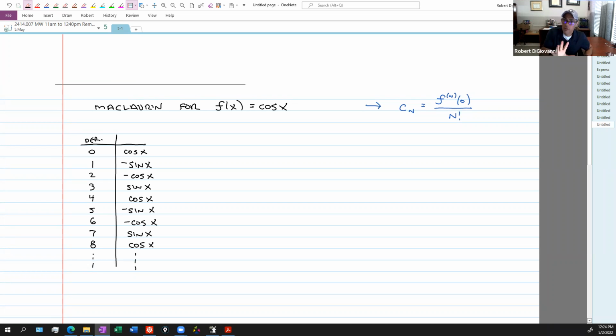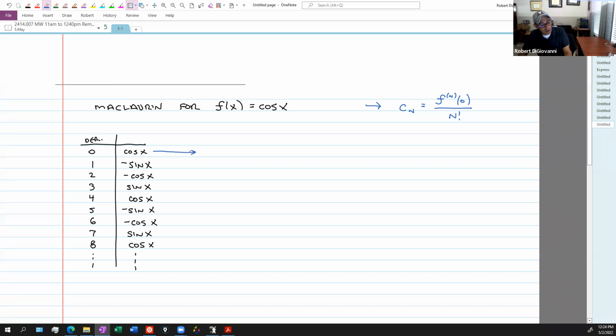Now, please pay attention to this part. In the previous example, e to the x, every derivative we took was the same, right? So we were able to come up with a very nice formula for it because it was always the same. Our derivatives are not always the same, are they? They are not. So the way I go about this is going to be different, all right? So pay attention because it's a different method.